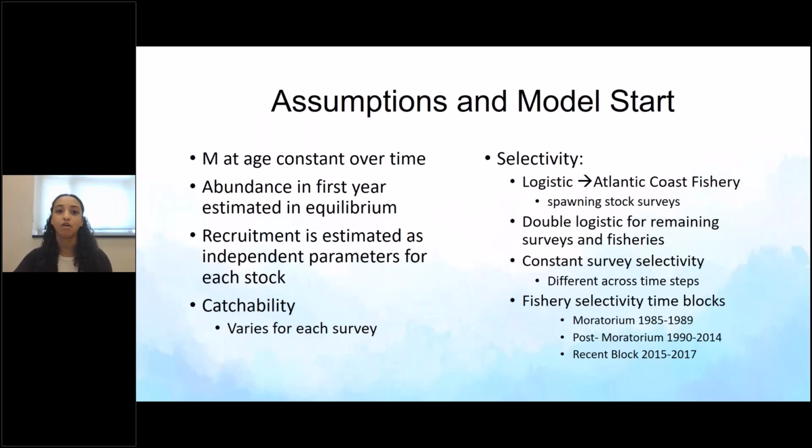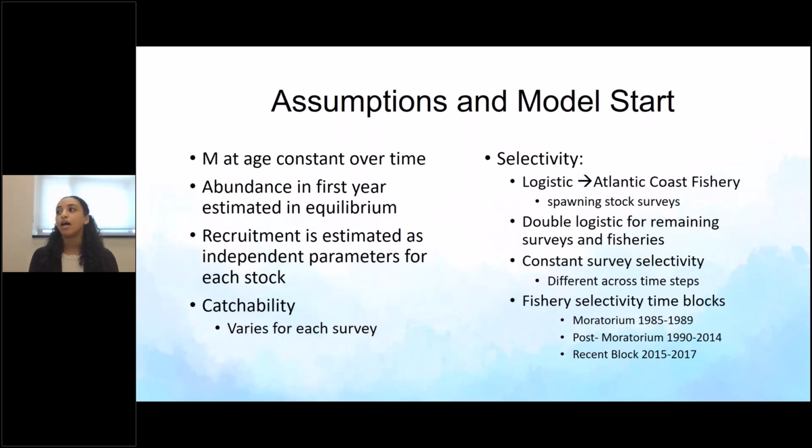Moving into more of how our model is structured, some of the assumptions and how we start the model. So we assume that we have a natural mortality at age that is constant over time. We also estimate abundance in the first year in equilibrium. Recruitment in every year is estimated as independent parameters for each stock. So we have an average recruitment that deviates for each stock. And then catchability varies for every survey. And again, for the surveys that split the time steps, we have a different catchability for each of those time steps.